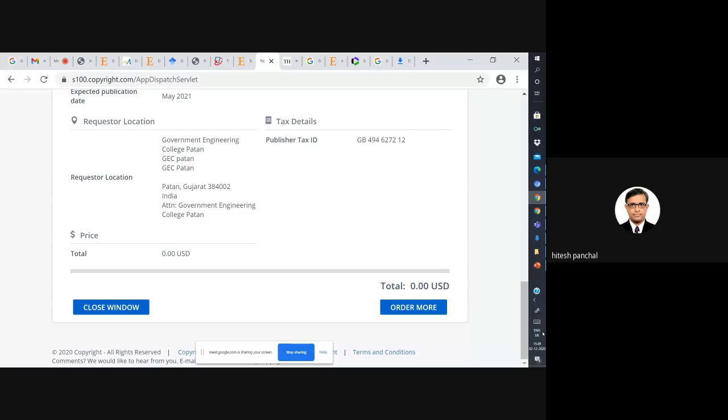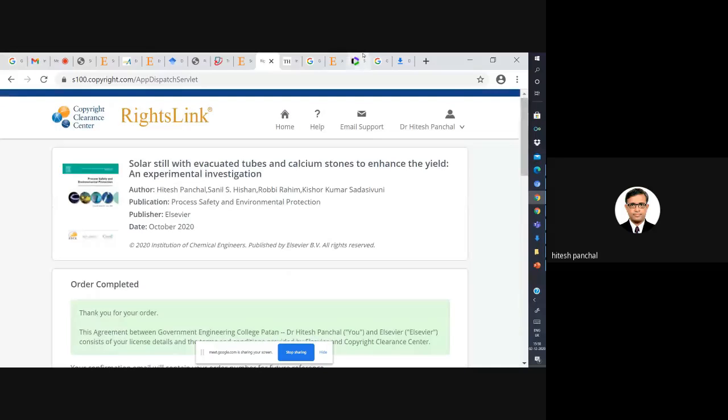This is the procedure which you have to follow before using anything from a journal. If you want to use a paragraph, then you have to apply for the permission, and definitely you will get the permission. The procedure remains the same. Let me share with you some more examples.